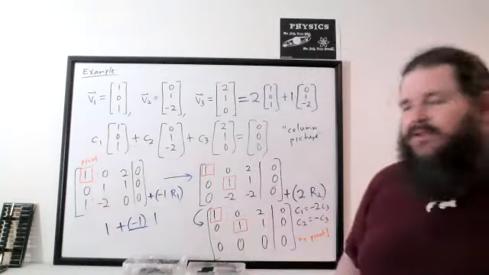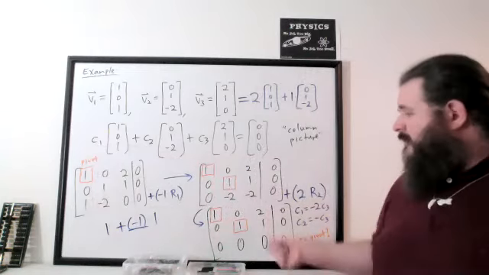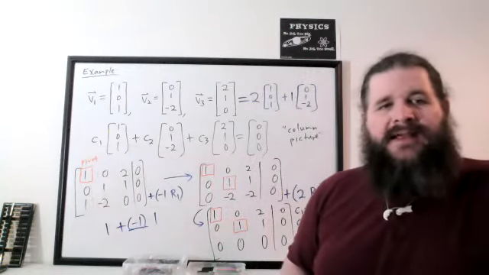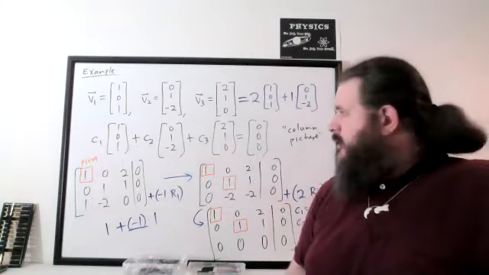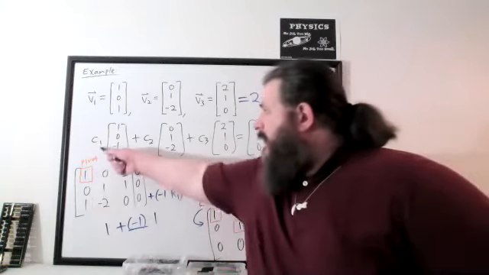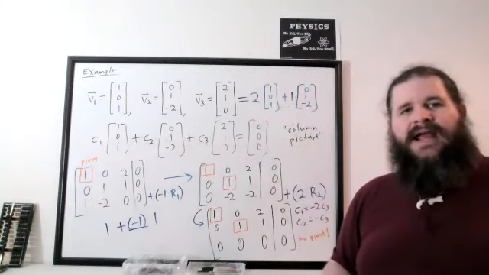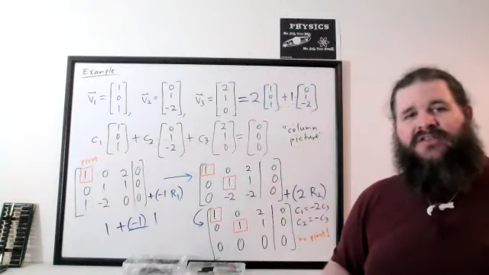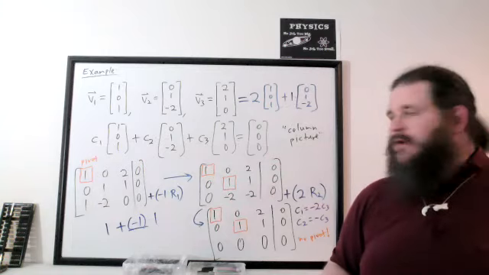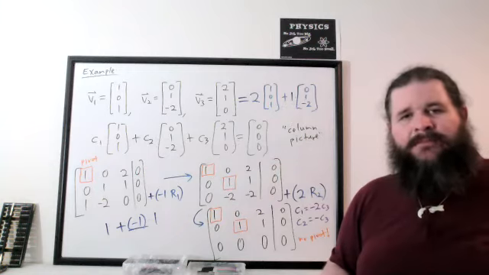But the important thing is, because we have a free variable, since C3 could be anything, that means there's infinitely many solutions. There's infinitely many coefficients that would make this linear combination add up to the 0 vector. And that tells us that this set of vectors is linearly dependent, because there's infinitely many ways to get these to add up to the 0 vector.